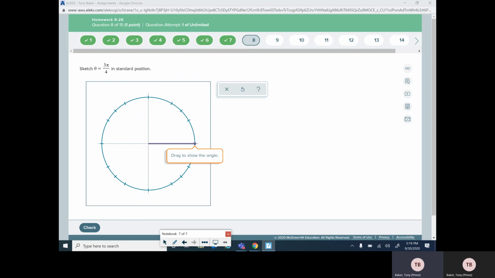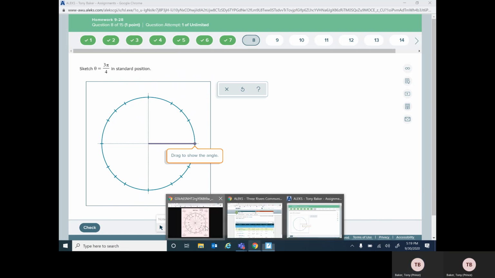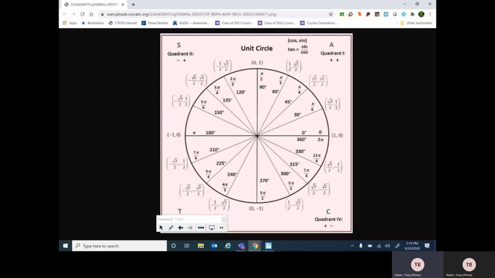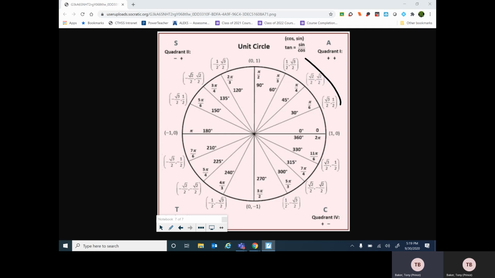Next thing we're going to look at is standard position of angles. In this case, this is where the unit circle is going to come into play. If you look at your unit circle, this is all our angles and all our radians built into it. So on our circle, we start off at 0 and we move our way around.